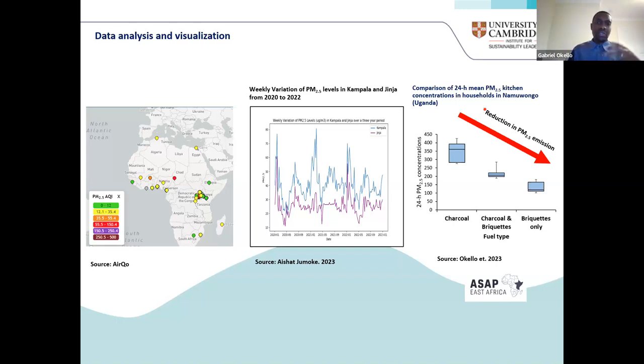Are you going to use graphs? Are you going to use maps? This map here, I just downloaded it from the AirQo website. This one shows you the concentrations of PM2.5 at this point in those areas, which is also a good way of visualizing the data. The next one is showing how PM2.5 is changing. These are weekly averages.